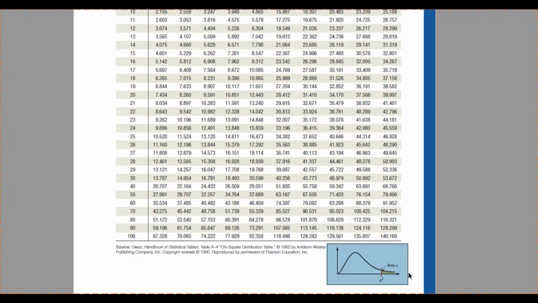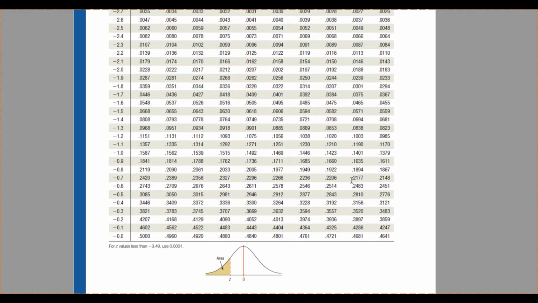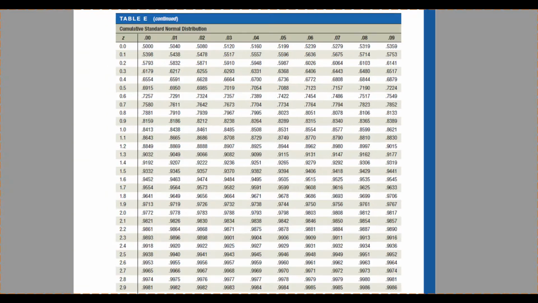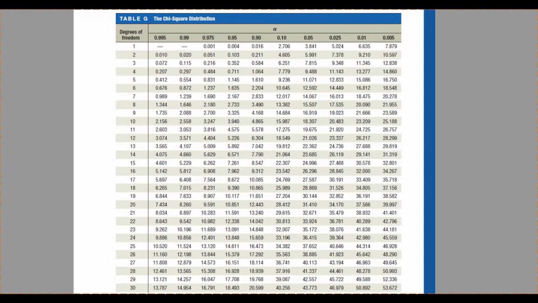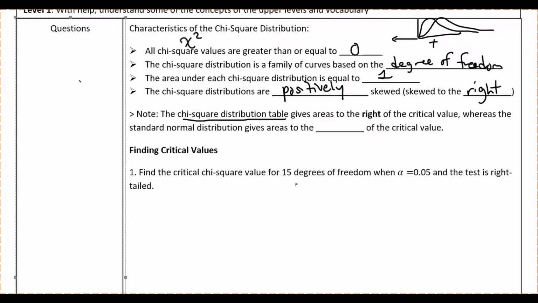Okay, so if you recall, the other tables gave you an area to the left. So if we look at the standard normal distribution, it always gave you an area to the left. However, it's changed. They switched it up on us, and that's because it's positively skewed. So therefore, they ended up giving us areas to the right instead. So now because of that, we just have to be careful when we look up values. Whereas the standard normal distribution gives us areas to the left. So just a quick review of that.